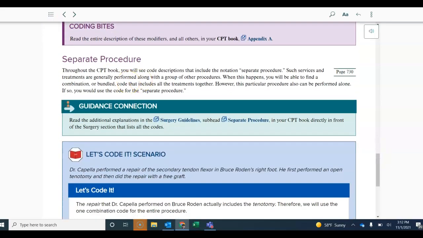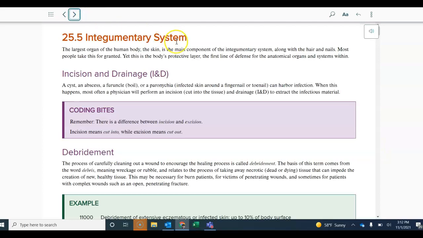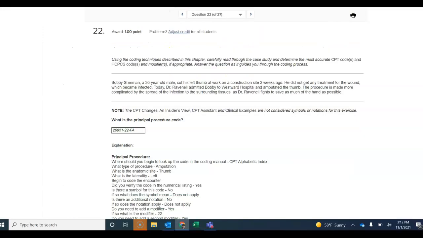Okay. All right, so let's go over here. From this point on, you're going to have a section on each of the body systems. So I want to go through an example with you. Okay, so let's do that.